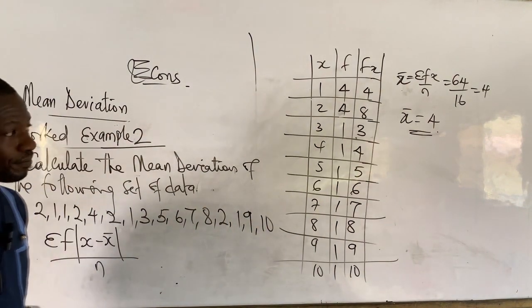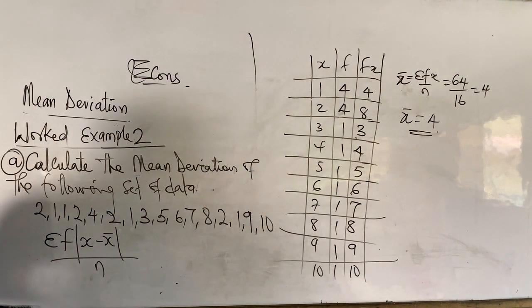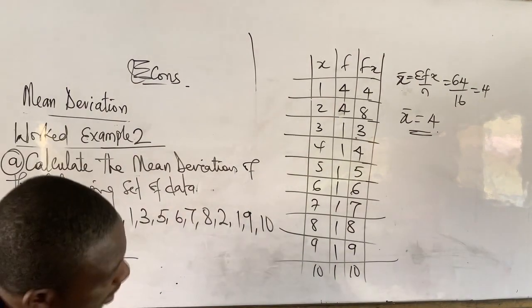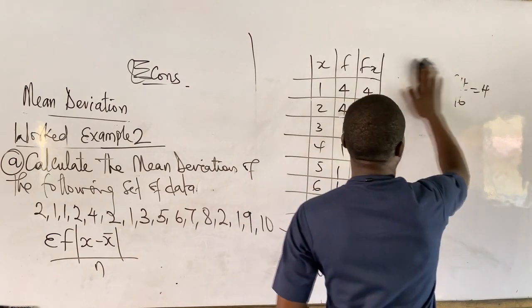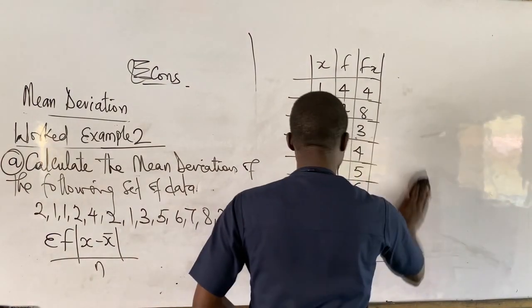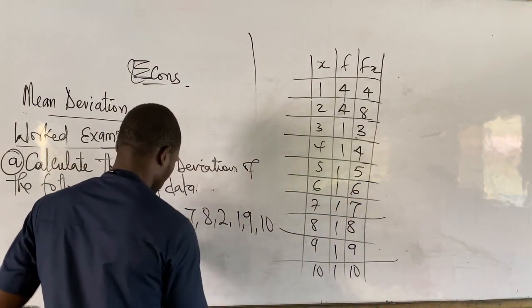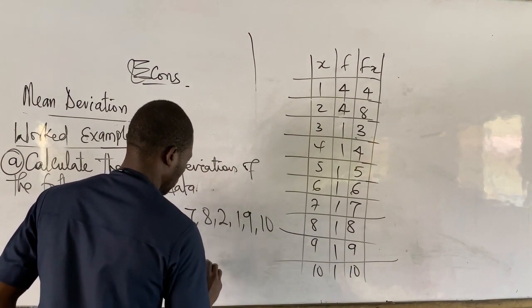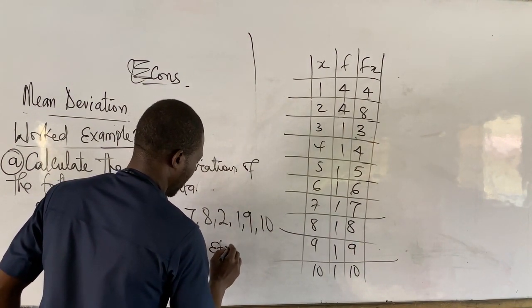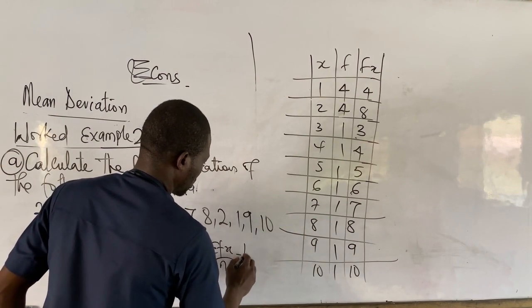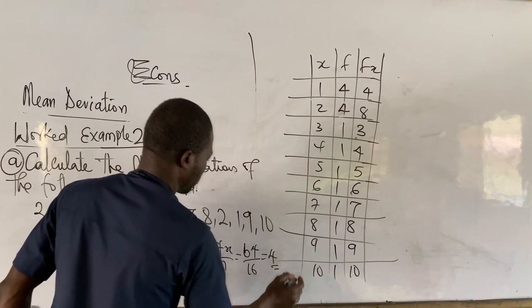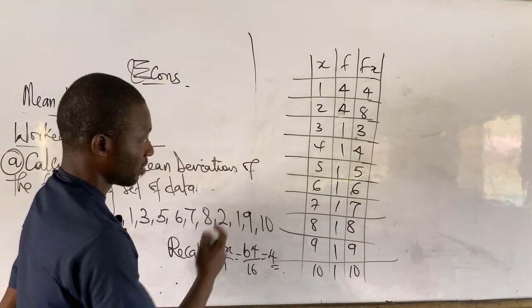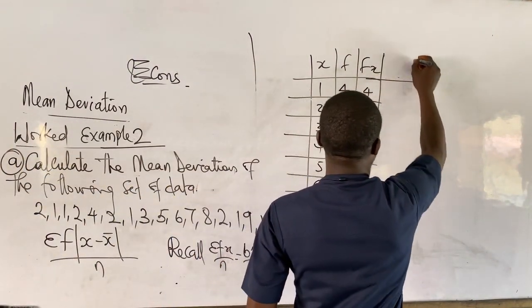We are not sure. We'll still continue. Quickly, let's look at how we can get our mean deviation after getting our mean. Remember, recall that we have summation fx all over n, which is 64 all over 16, which gives us 4. So we've recalled that. Let's go straight to our formulation of columns.